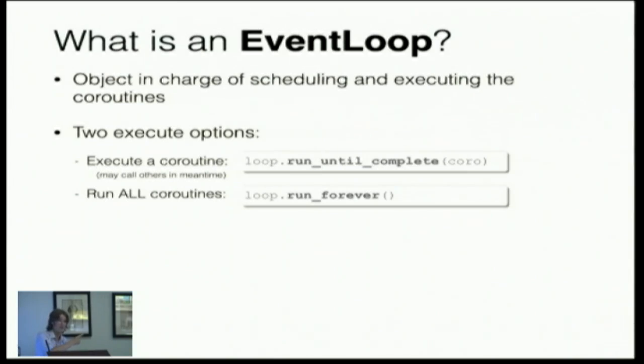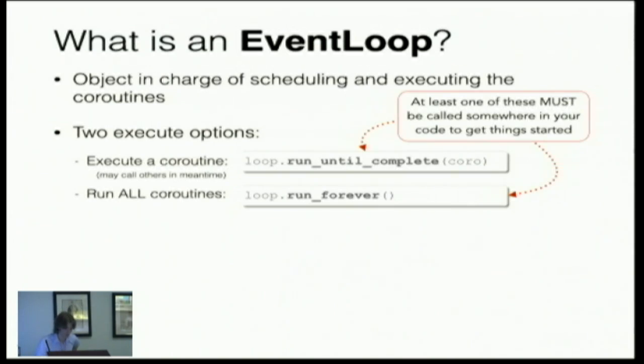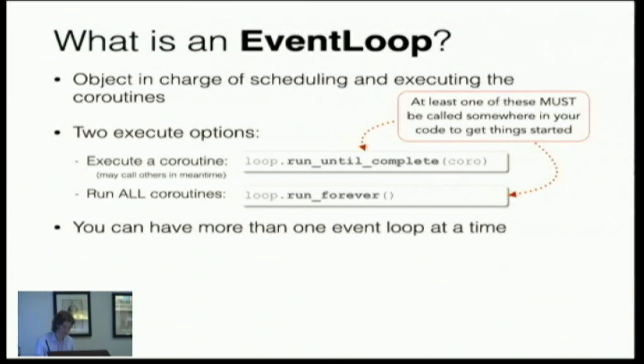This is the method you'd use for creating a server. You'd create your server coroutine, then say run forever, or multiple servers if you have multiple servers, and that way it'll run forever, or until you call loop.stop somewhere else in the code. You can call run forever after that, though. At least one of these must be called somewhere in your code to get it started. You can't just create the coroutines, add them to the event loop, and expect them to finish, because you actually need to tell the loop to run them explicitly.